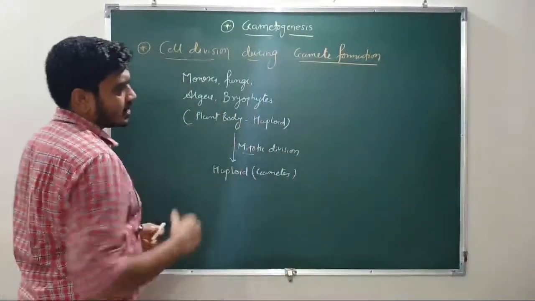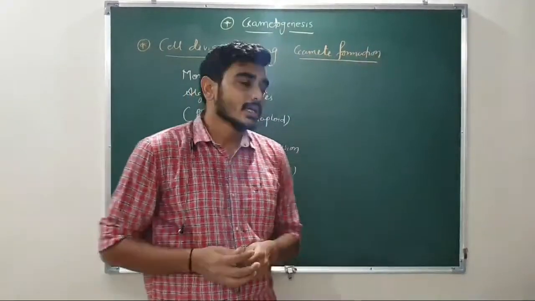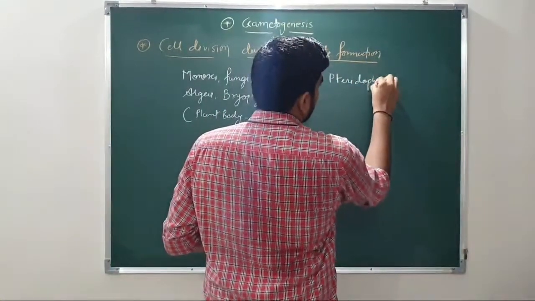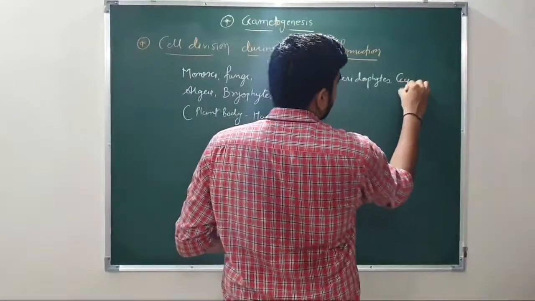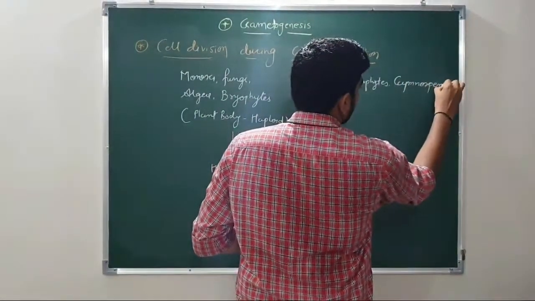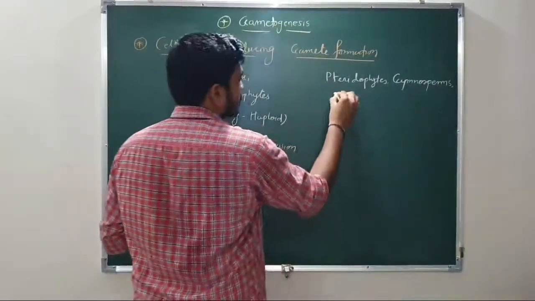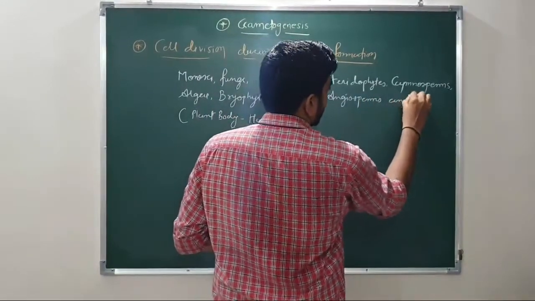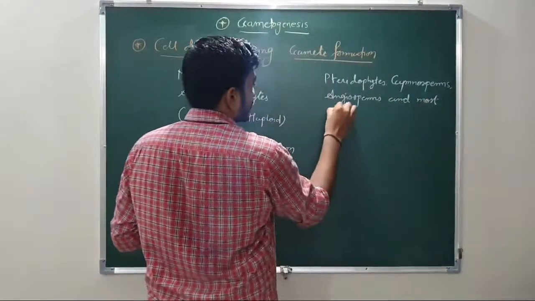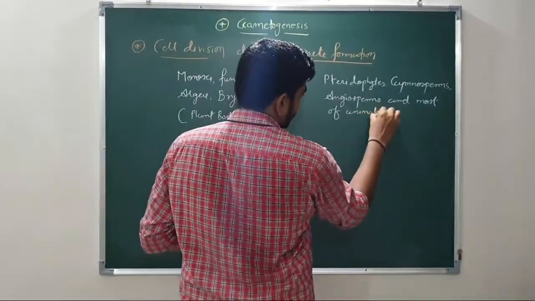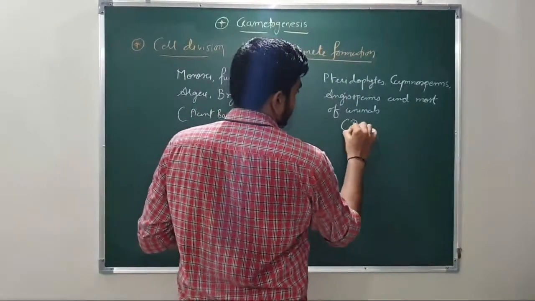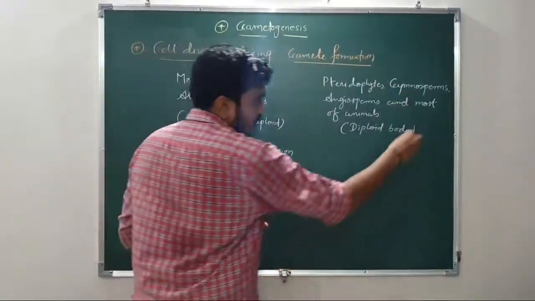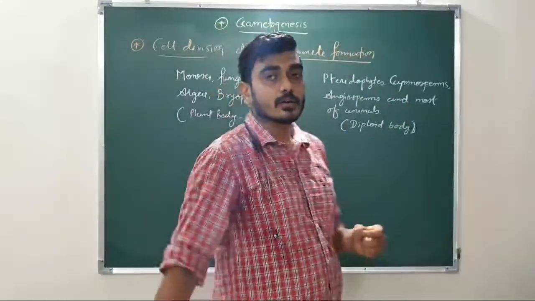But when we consider the organisms which consist of diploid cells, like pteridophytes, then gymnosperms, that means in higher plants, in gymnosperms, in angiosperms, and in most animals, their body is diploid, meaning a diploid body is there. That means here the cells possess the complete set of chromosomes.